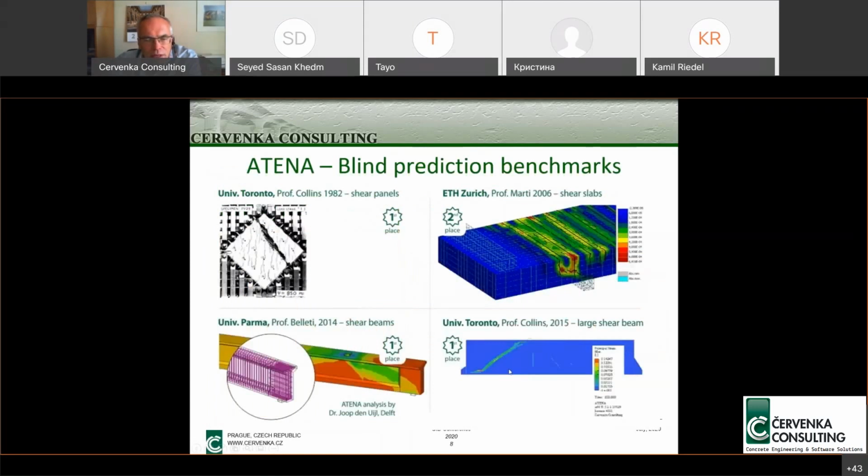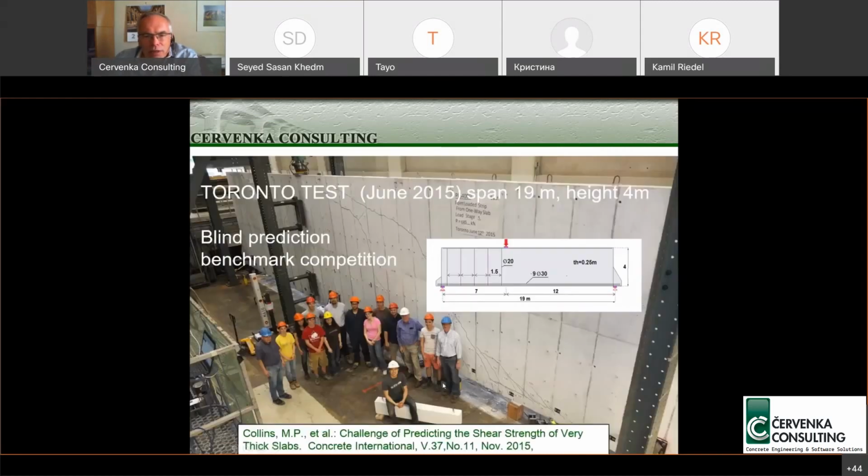Well, we always validate our models based on experiments, but the best validation is always these blind predictions. So I like to just give this summary that we participate quite often in these predictions. And mainly I like these results, as you see here on the bottom left, which was done by Dr. Uyl from Delft, and he received the first place, I mean, the best prediction for these pre-stress beams. And maybe one latest one, I already showed it last time, but let me go through it very briefly.